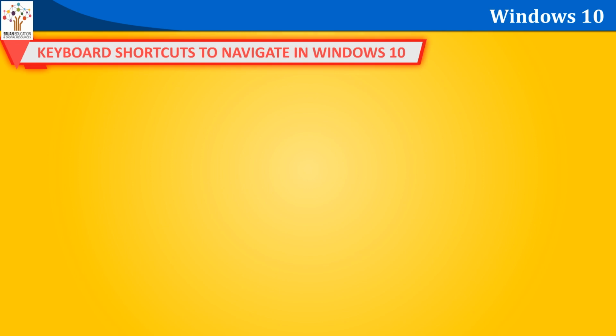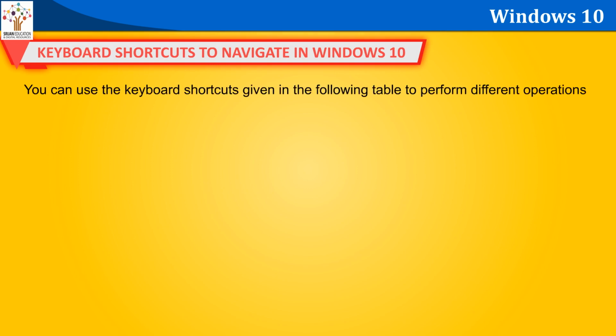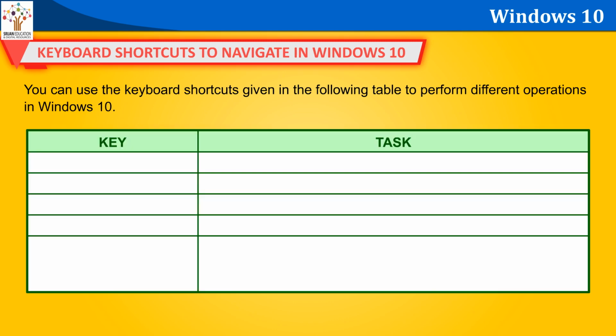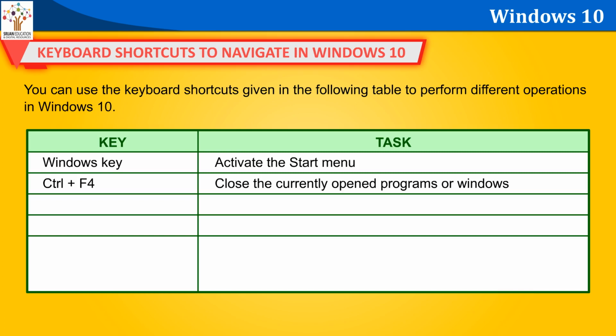Keyboard shortcuts to navigate in Windows 10. You can use the keyboard shortcuts given in the following table to perform different operations in Windows 10. Key, Task. Windows key, activate the Start menu. Ctrl plus F4, close the currently opened programs or windows. Alt plus Tab to switch between any opened programs on your computer.